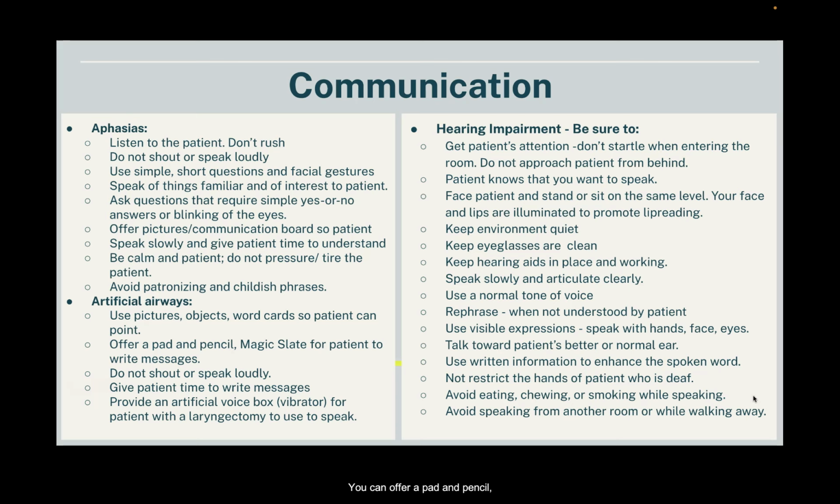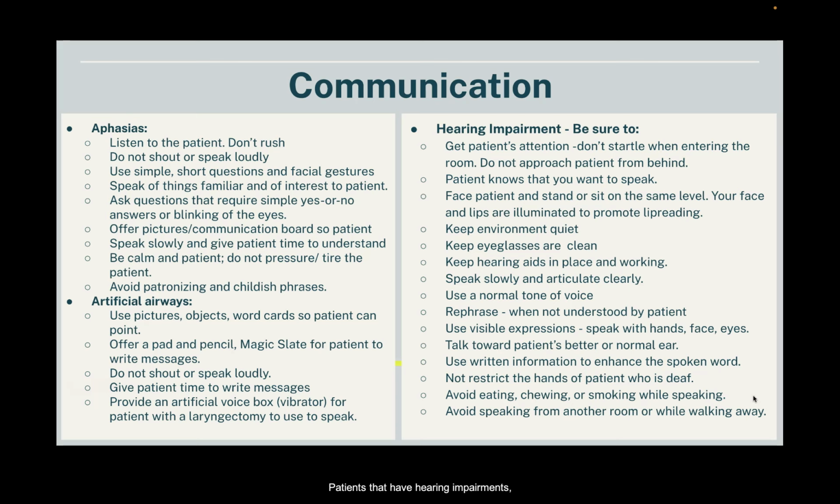You can offer a pad and pencil, a magic slate, so they can write things down. You don't have to shout or speak loudly because it's not a hearing problem, right? It's just difficulty being able to talk back because they have an artificial airway. Give the patient time to write their messages. Don't rush them. Provide an artificial voice box, like a vibrator, for a patient with laryngectomy to use to speak.